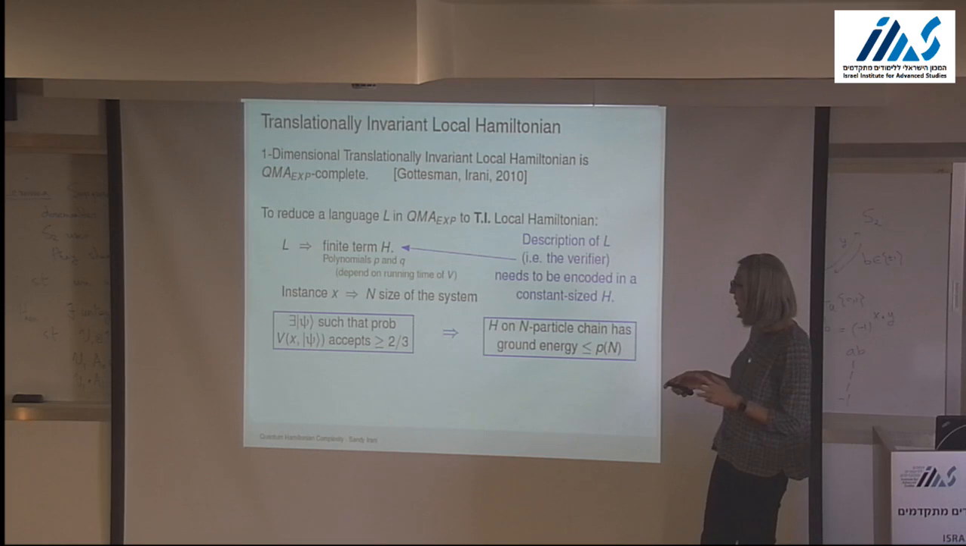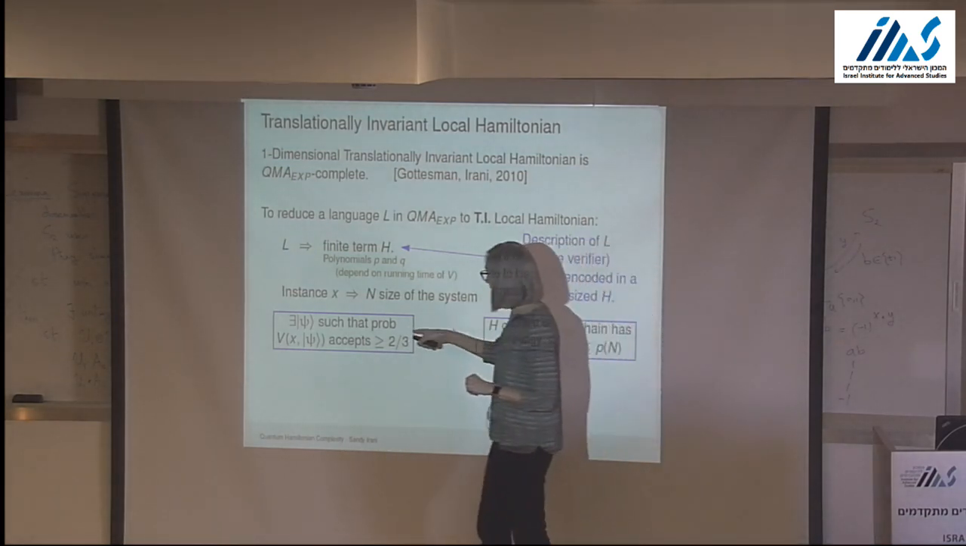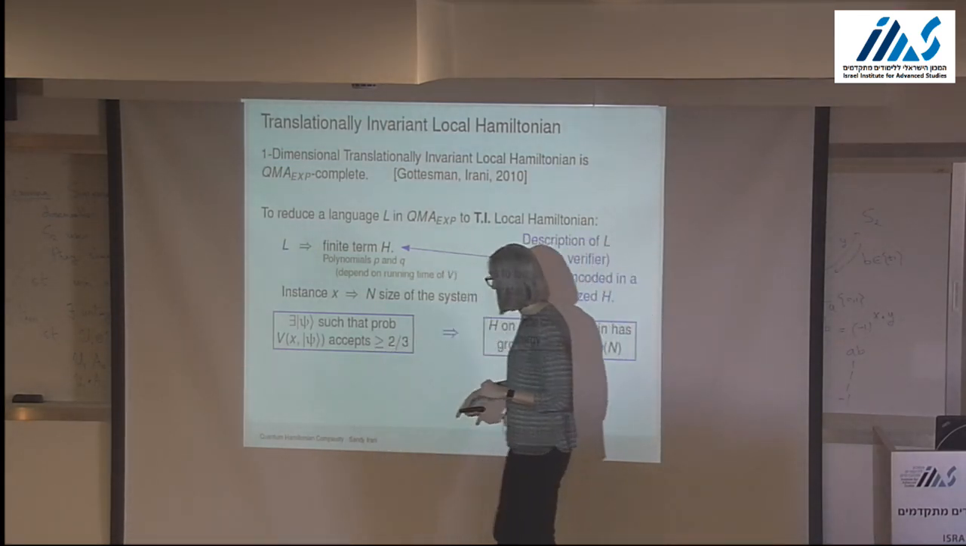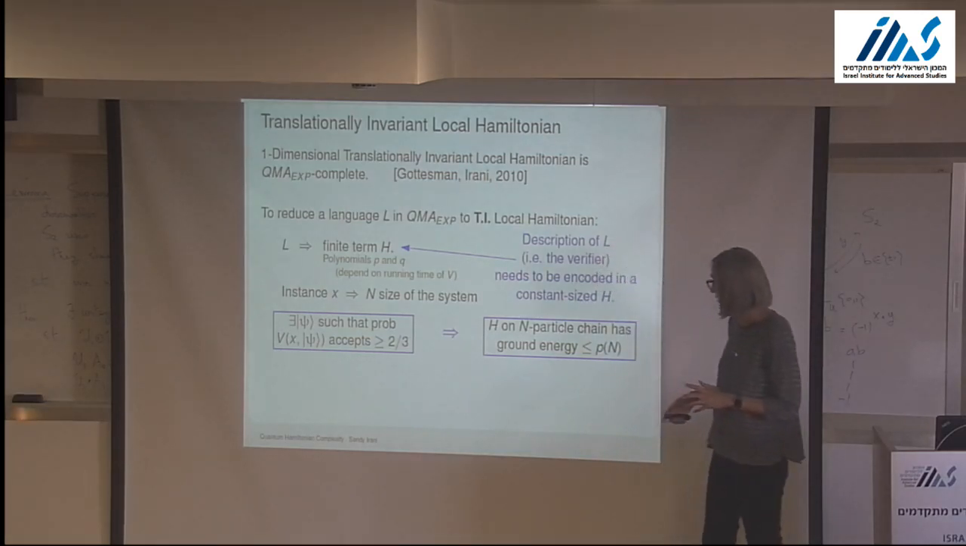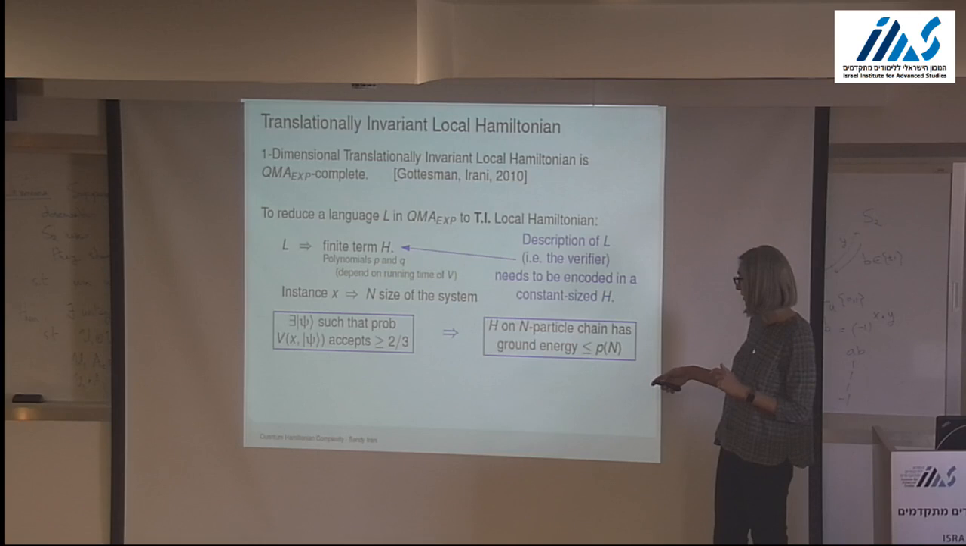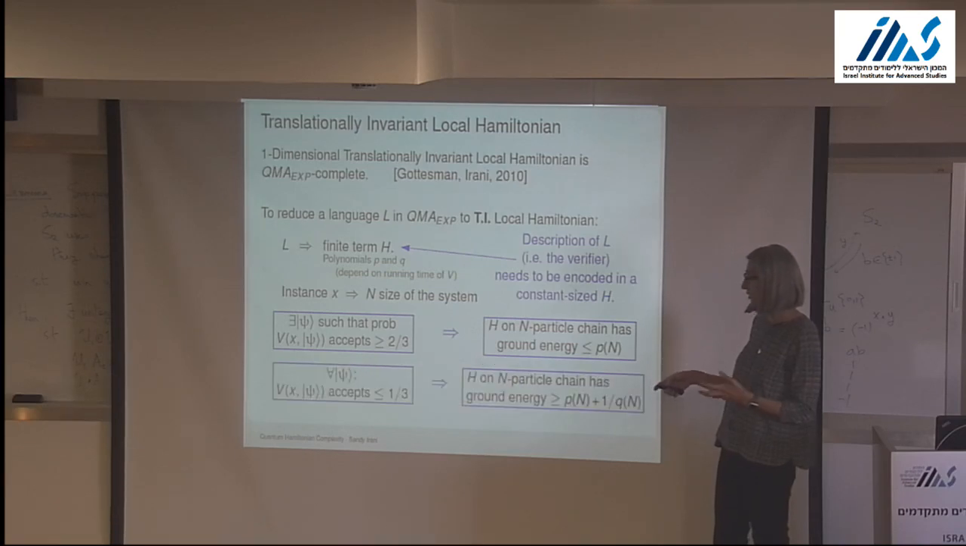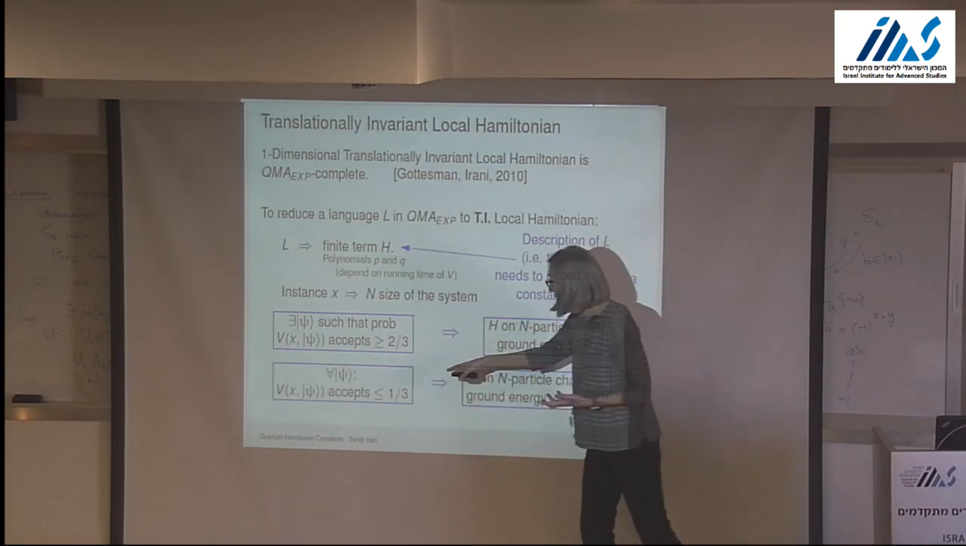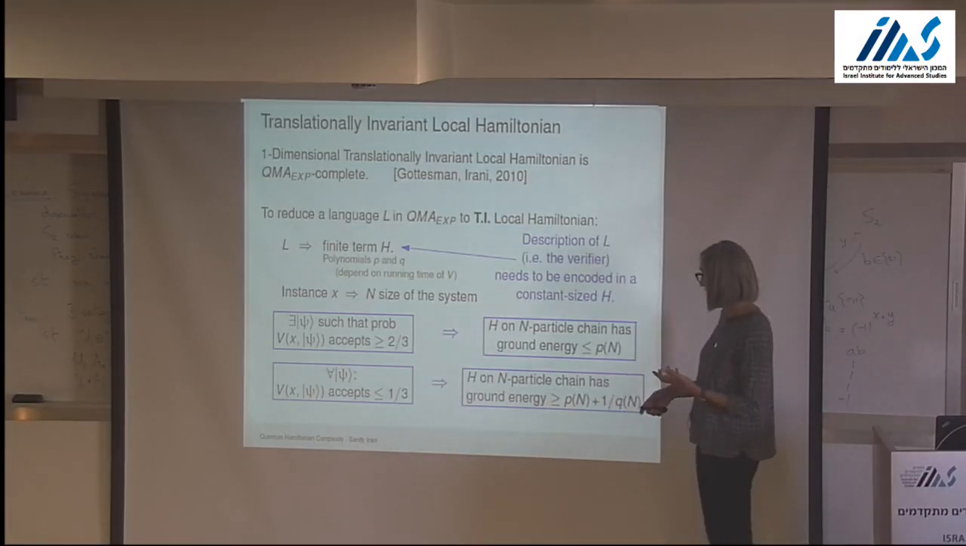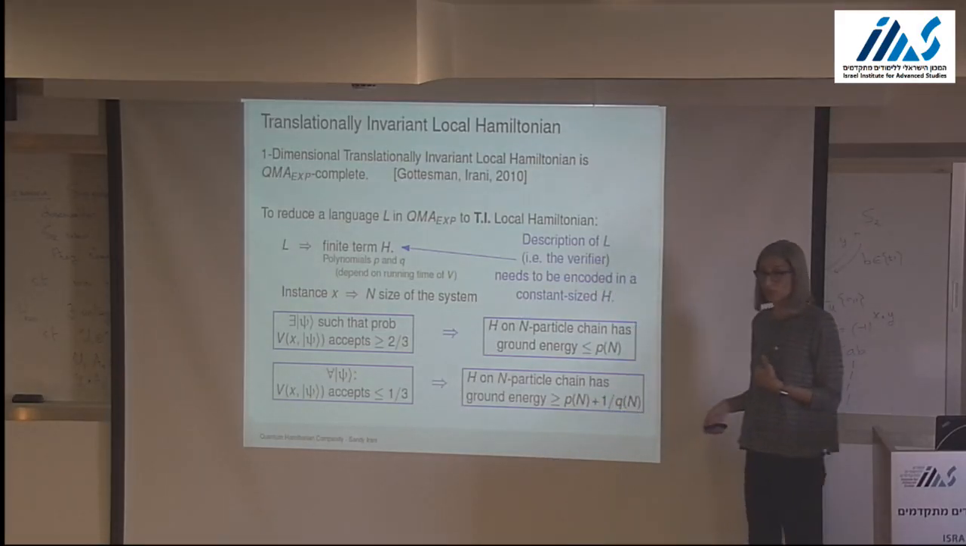Okay, so we want that there exists a witness that causes my quantum Turing machine to accept with probability at least 2/3, if and only if the n-particle chain on H has bounded ground energy. And similarly, if it's non-accepting for any witness, then there should be a lower bound on the ground energy.